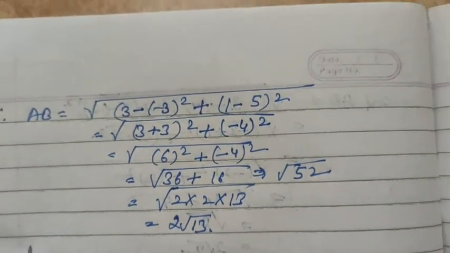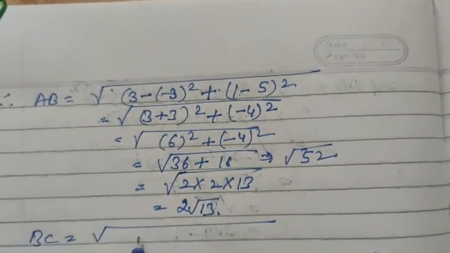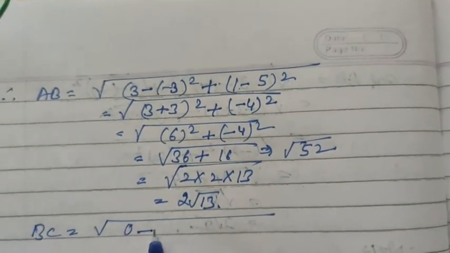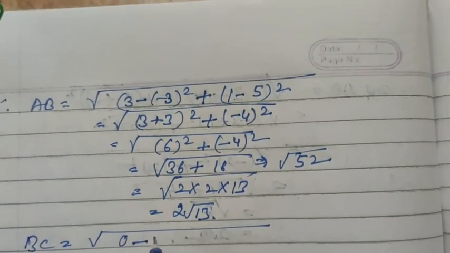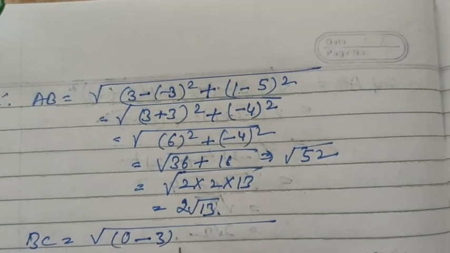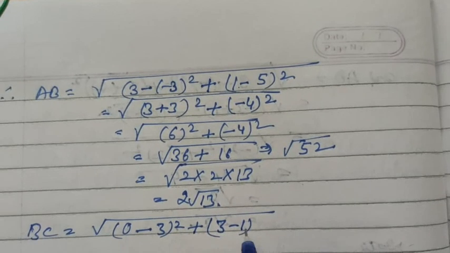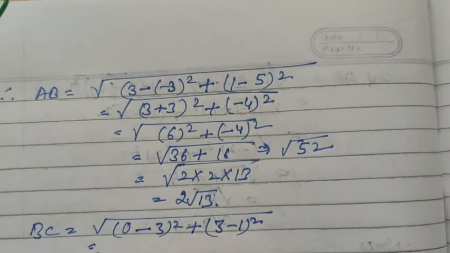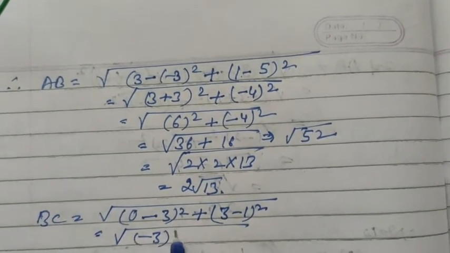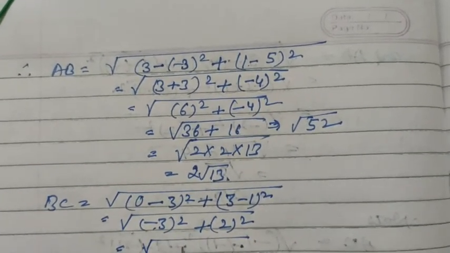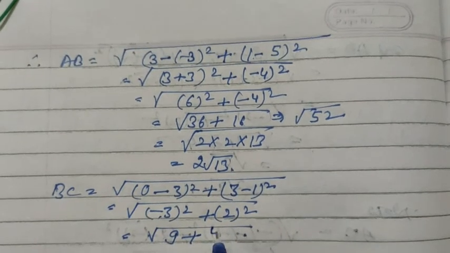So now BC. So x3 minus x2 square, and x3 we have 0. So 0 minus of 3 square, 0 minus 3 square plus 3 minus 1 square, we have y3 minus y2. So this will be 0 minus 3 becomes minus 3 square plus 3 minus 1 becomes 2 square. So this will be minus 3 square becomes 9 and 2 square becomes 4.